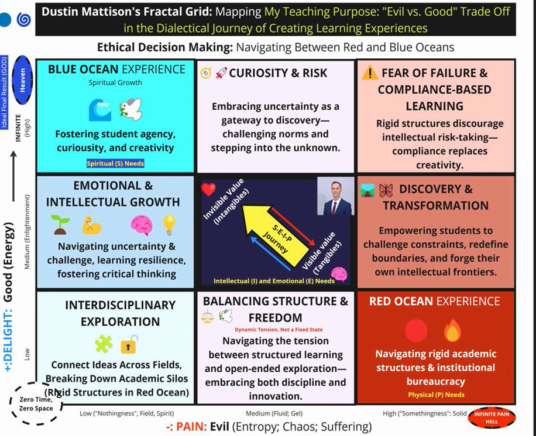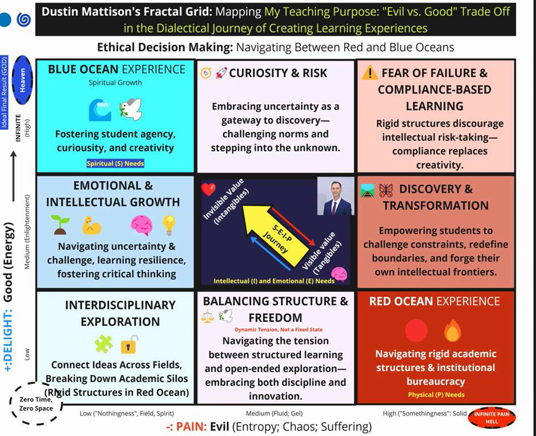Exactly. Now, where do these SEIP domains fit into all of this? You said spiritual, emotional, intellectual, and physical. It seems like a pretty big range. It is a big range, but each of these domains plays a role in this journey from the red ocean to the blue ocean. So, for example, let's take the intellectual domain. In a red ocean, learning might just be memorizing facts and following instructions. But in a blue ocean, you're talking about critical thinking, questioning, exploring ideas. So it's not just about the subject, but how students approach learning and how they develop these different skills. Exactly. And each domain comes into play.